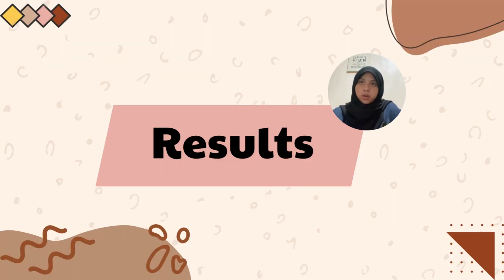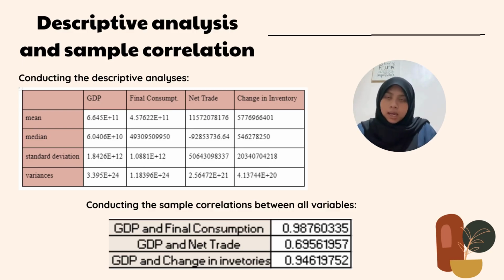So next, let's move on to the result part, which is the most important and crucial part in this analysis. We begin the analysis by conducting the descriptive analysis. From the table shown in the slide, we can summarize that in the perspective of measure of central tendency, the variables GDP, final consumption, and change in inventory have means that are significantly higher than the median, which indicates a right skewed distribution for these three variables. Meanwhile, net trade has a mean and median that are relatively close, indicating a roughly symmetric distribution.